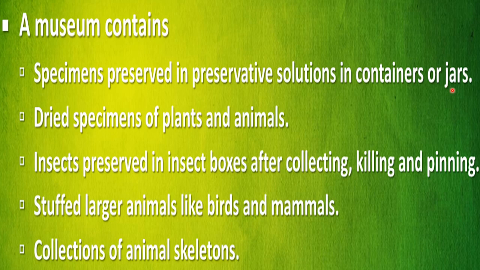Some animals are preserved inside the preservative solutions. Okay, these are some specific chemicals in which the dead bodies of the animals remain protected. So those are preservative solutions. Some chemicals are used here inside the container jars in which those dead animals are preserved for the study purpose. Second thing, dried specimen of plants and animals. So some plants in the dried form and animals also can be used in the museum.